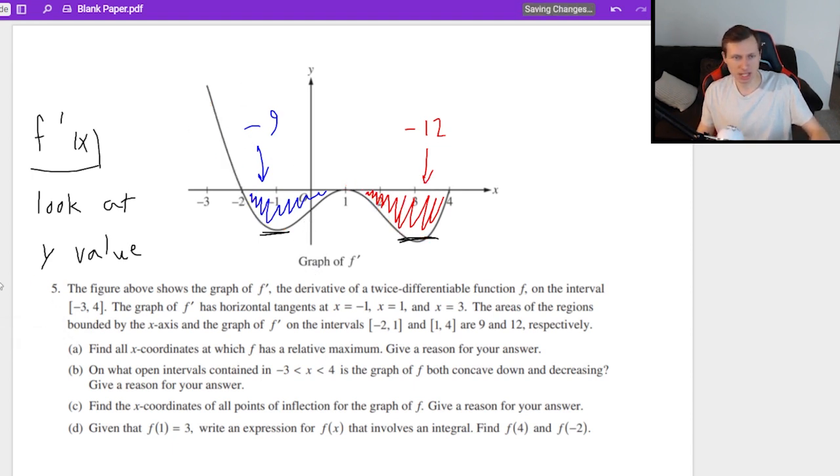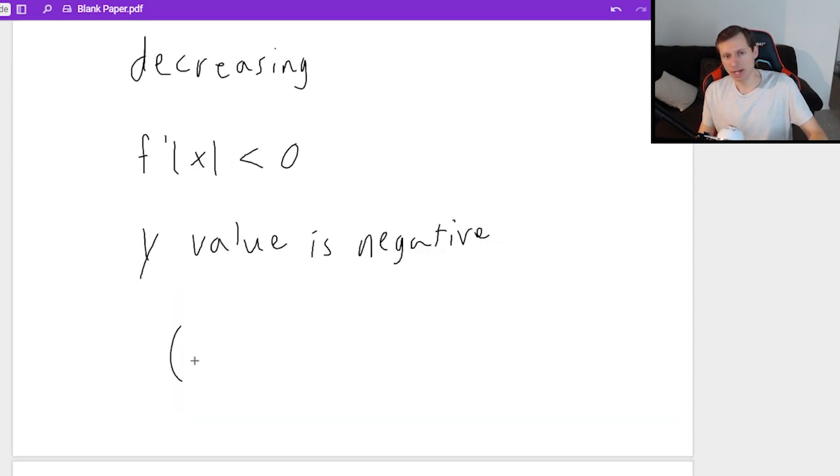Let me erase some of these lines. So basically what that means is where am I negative? I am negative in this entire region right here, all the way from negative 2 to positive 4. That's where I'm decreasing because the y value is negative. So I'm going to write, again, interval notation, negative 2 to positive 4.